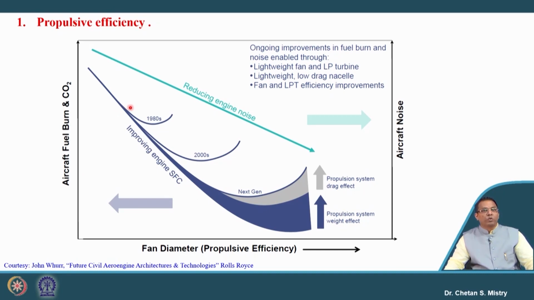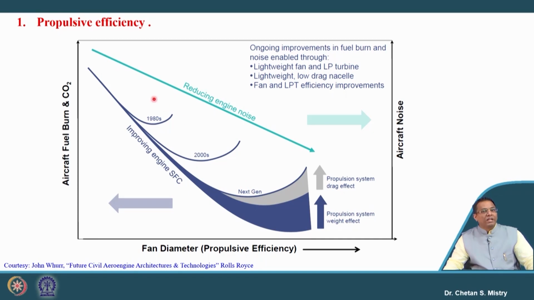During the 80s, our target was always to improve the specific fuel consumption, in the sense of minimizing it, and we were able to improve it by increasing the fan diameter, or we can say by increasing the bypass ratio. But at the same time, when we move to the next generation aircraft, what is happening? We are facing difficulty in terms of weight, and we are facing difficulty in terms of drag. So now these are the challenges for our future engines.